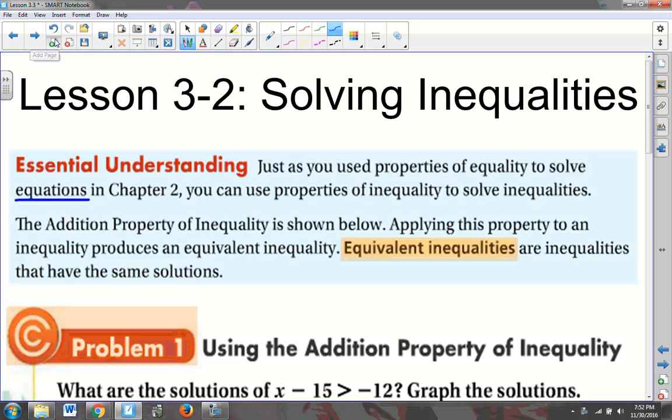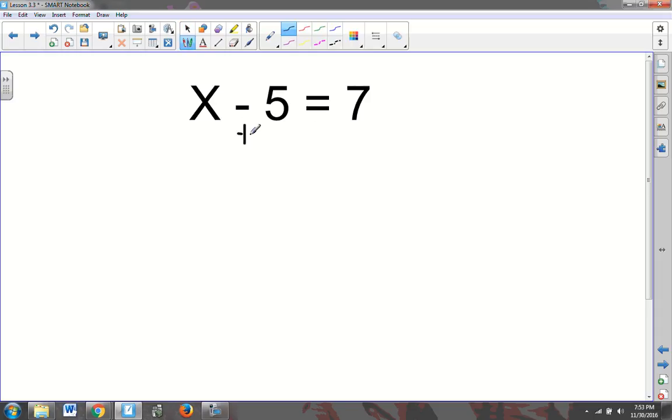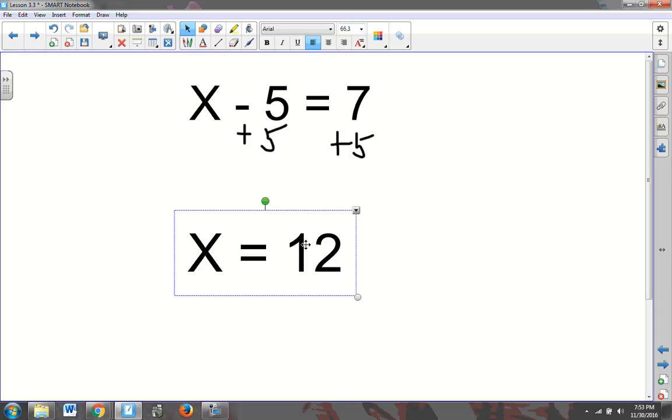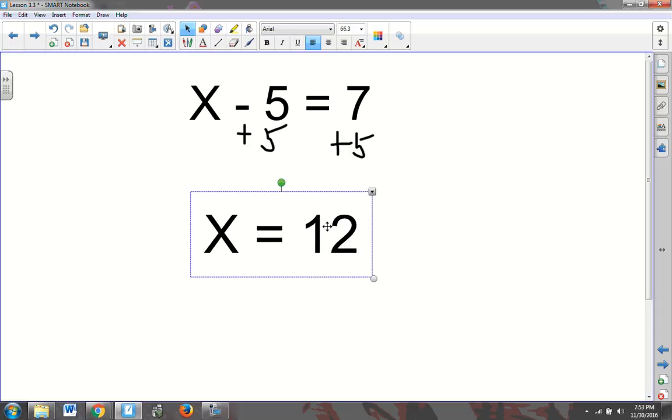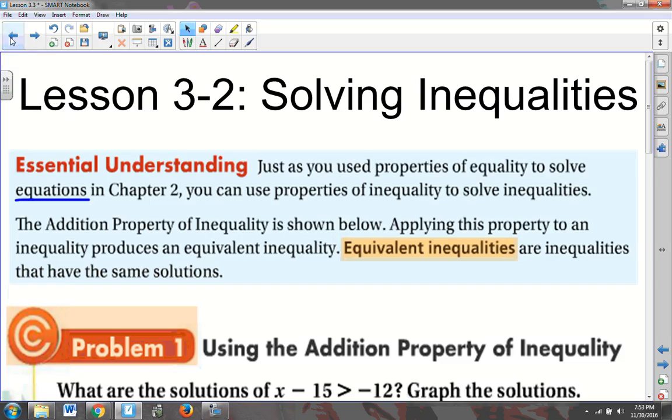When we solved equations, we were solving equations like x minus 5 equals 7. We know in order to solve this, we would just add 5 on both sides, and we get x equals 12. So the process when we solve an inequality is exactly identical to that. If you have something subtracted from your variable, you just add it to both sides. If you have something added onto your variable, you just subtract it from both sides.